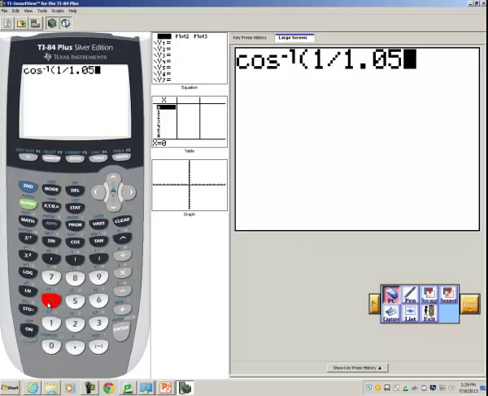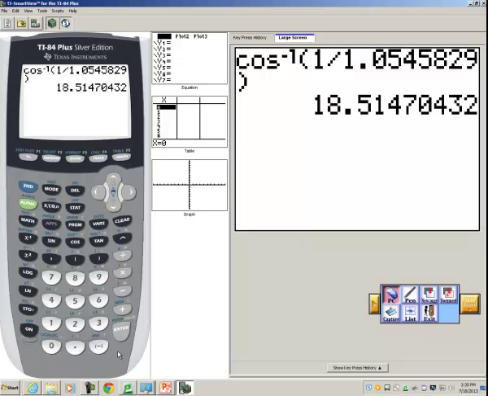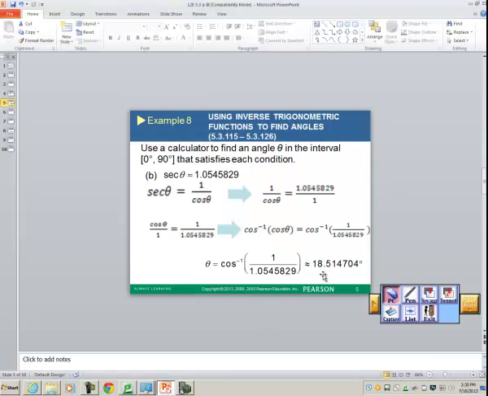1.545829. Okay, let me check that again. 1.545829. Close it and hit enter. Okay, and we get roughly 18.5 degrees. Okay, and that's what we got here. All right, questions with that?